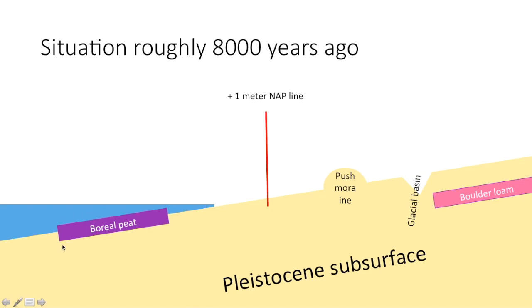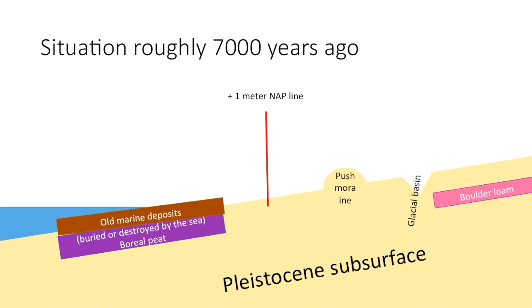And so something happens to the boreal peat because, you know, the sea covers most of it. And when the sea covers stuff, it tends to break it with the waves. So a lot of this boreal peat has been destroyed. And also what the sea does is it deposits new sands and new clays. So the Pleistocene subsurface in the west of the Netherlands is covered by boreal peat, and then that peat has been largely destroyed and replaced by old marine deposits, clays, and sands. Now, why do we call them old, even though they're only 7,000 years old? Because, as you guessed, there are also some new ones that come later.